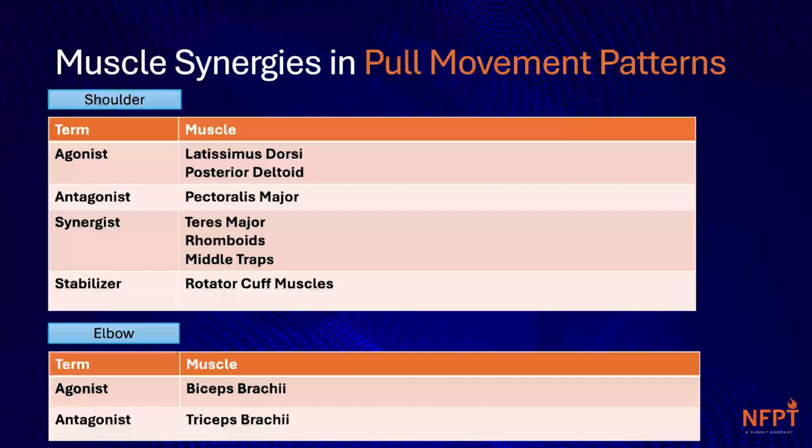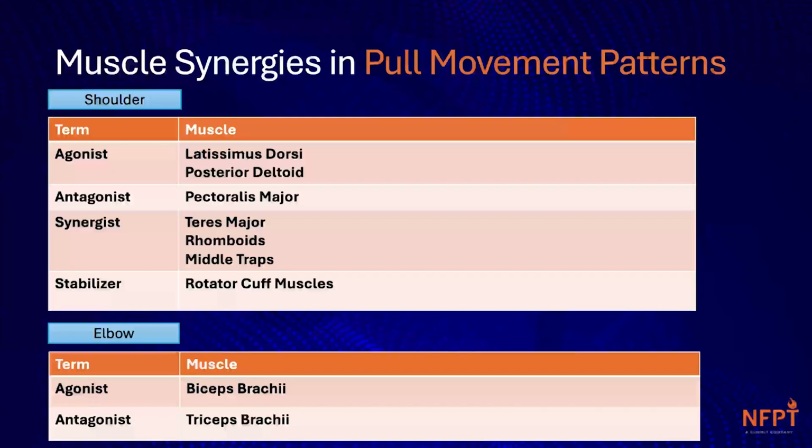Then you've got some muscles that are synergists. These are the muscles that are helping out during that pulling motion. They're not responsible to do all of it, but they're there to help out. That includes the teres major, the rhomboids, and the middle traps. And lastly, we have the stabilizer muscles. Those are the muscles that are there to help prevent unwanted motion and to give a strong, solid foundation for the exercise. At the shoulder, that is our rotator cuff muscles. Now that's just the shoulder, right? We're doing shoulder extension there.